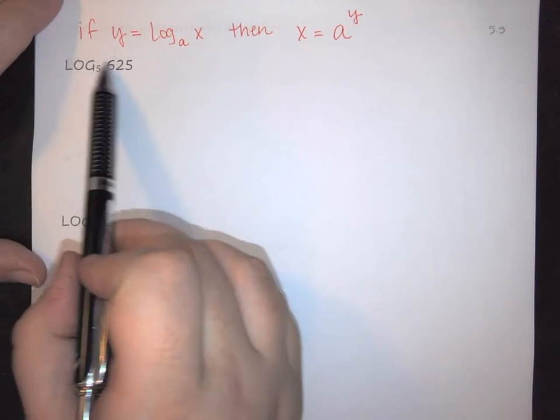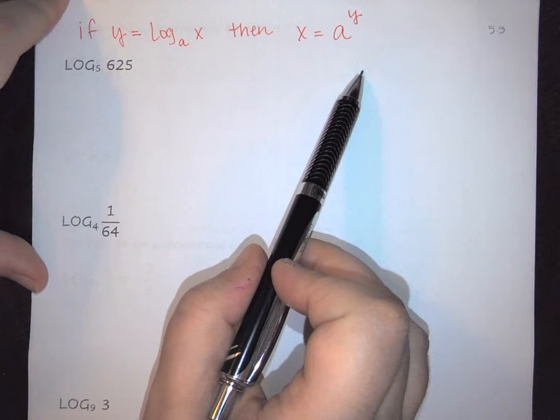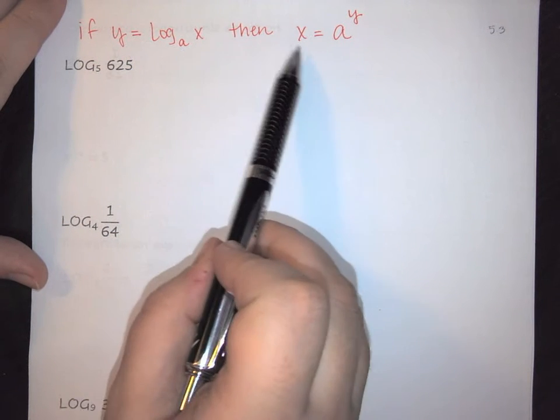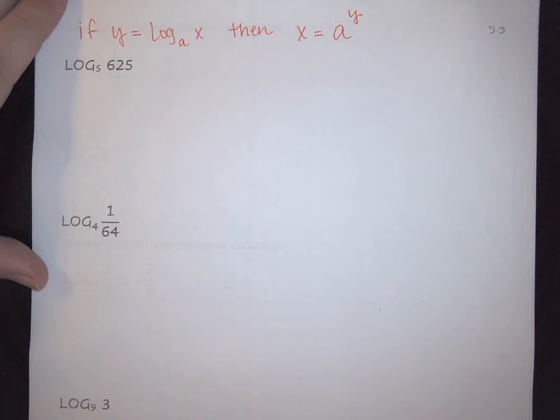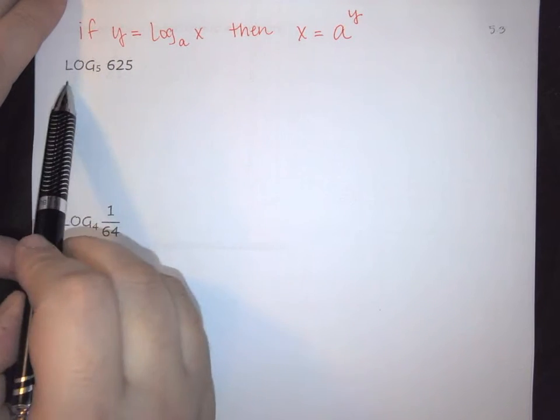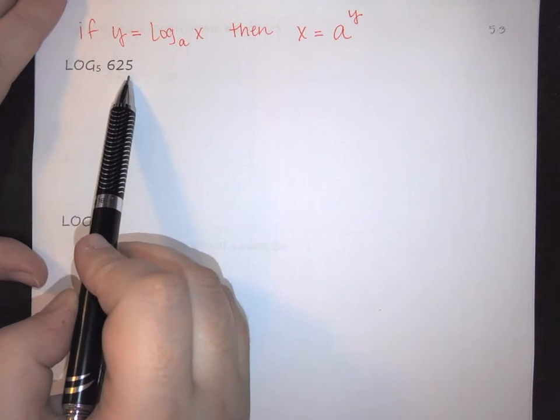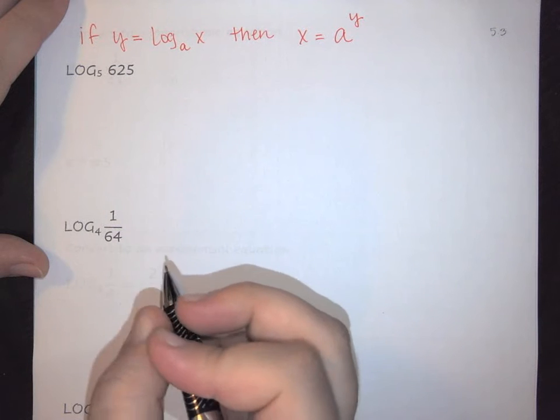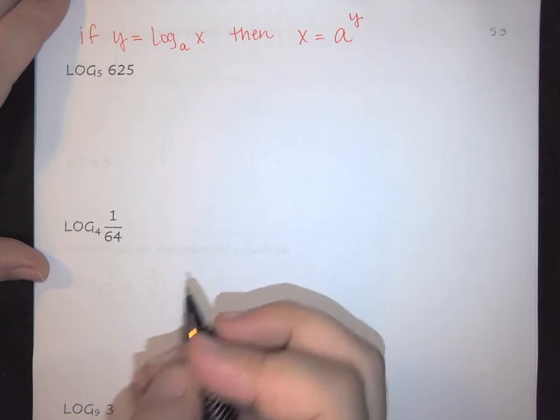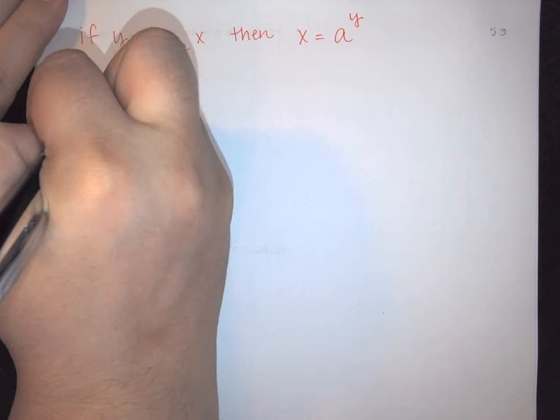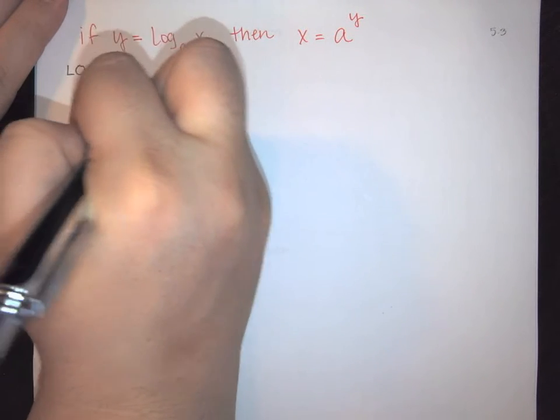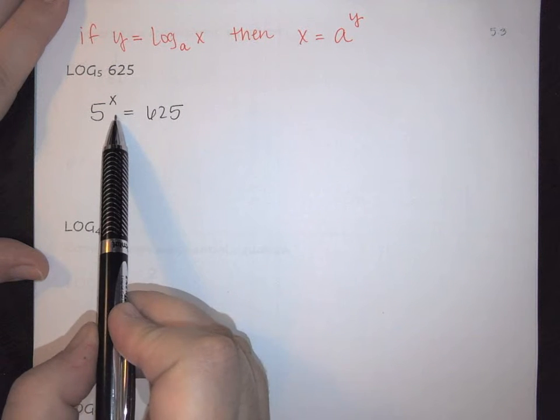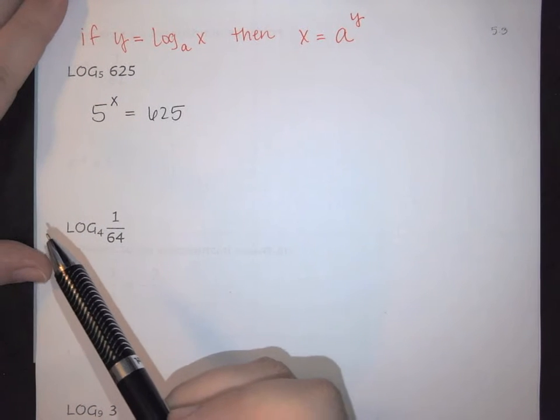And we're going to use this rule here that we have, which says if y equals the log base a of x, then x equals a to the y. Essentially, that allows you to look at the logarithm you have and try to see if you can find it. For example, I have the log base 5 of 625, and I want to know what that is. So I can rewrite that as 5 to the x is equal to 625. In other words, what do I need to raise 5 to in order to get 625 as an answer?